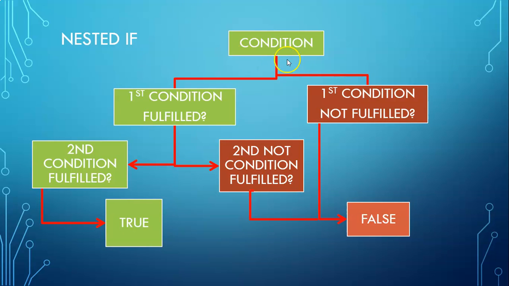So let's say you put the first condition. Okay, if the first condition is fulfilled, then it goes to the second condition, and if the second condition is fulfilled, it becomes true. And if the second condition is not fulfilled, then it becomes false. However, if the first condition is not fulfilled, it straight away goes to the result of false.